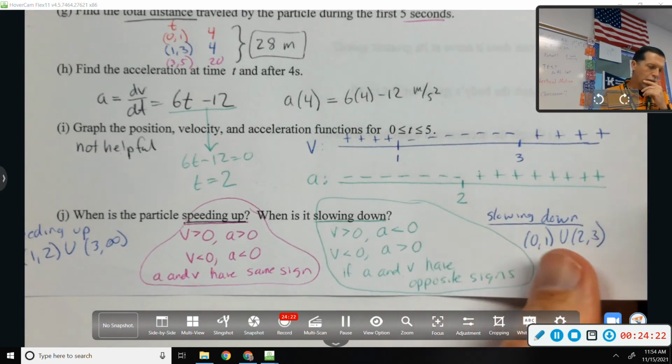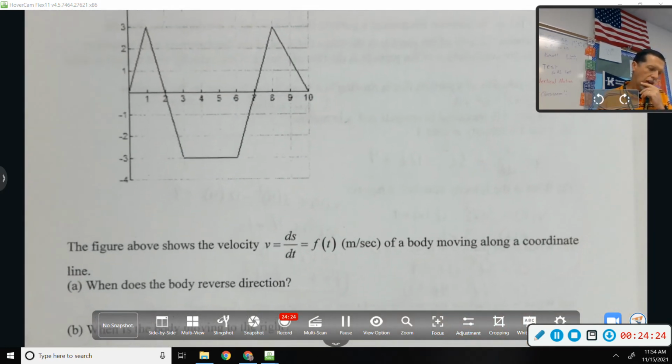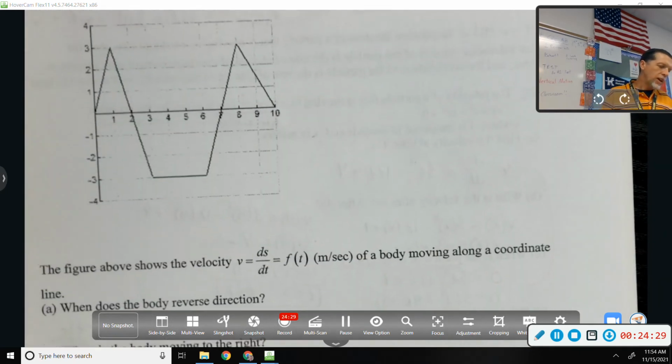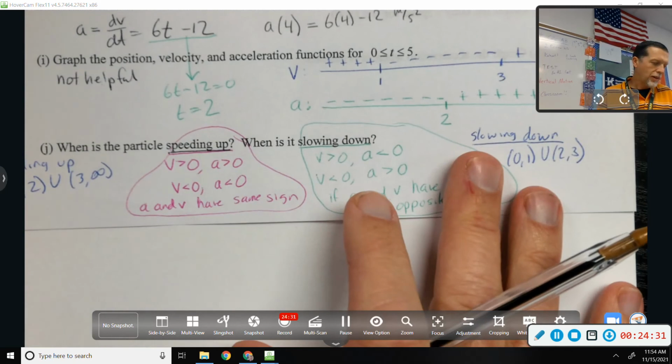All right, we will stop there. The back is a picture. We'll do that tomorrow, but we already have that kind of blocked off, so we'll be okay.